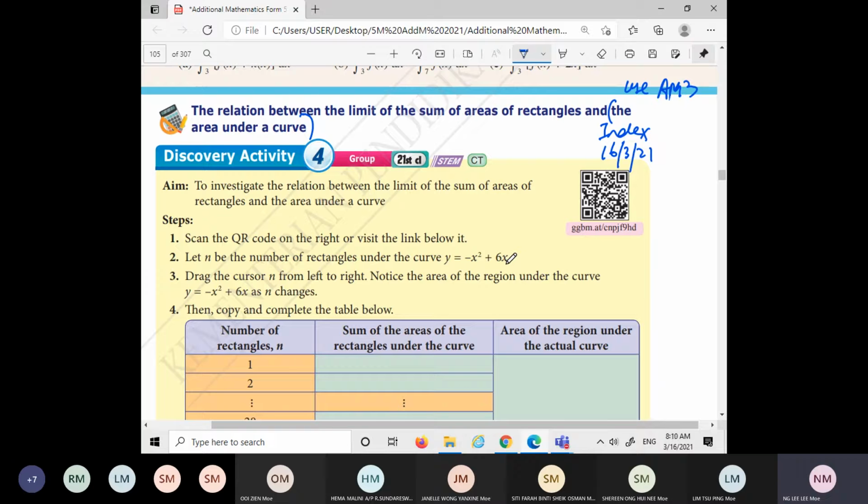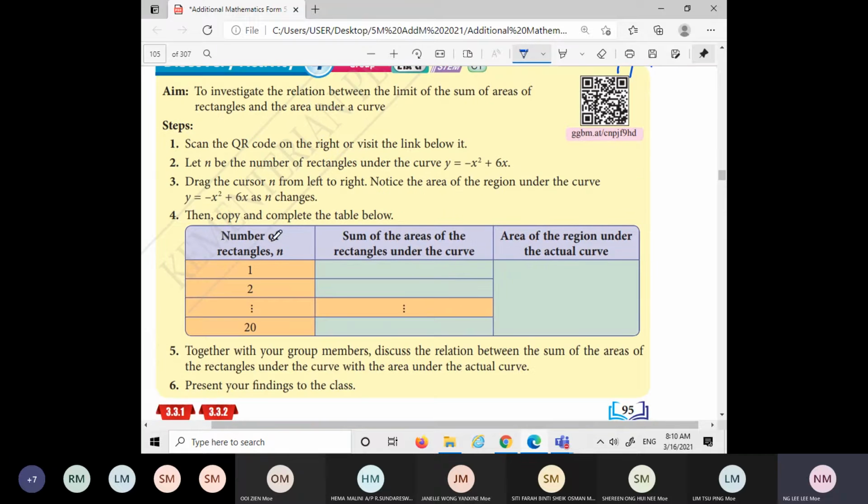Okay, so we want to see, when the number of rectangles becomes more and more, your answer for the area of all the rectangles will be very, very near to the area under the curve. This is what we want to see. Drag the cursor n from the left to the right to increase the number of rectangles. Notice the area of the region under the curve y equals negative x squared plus 6x as n changes. Copy and complete the table below.